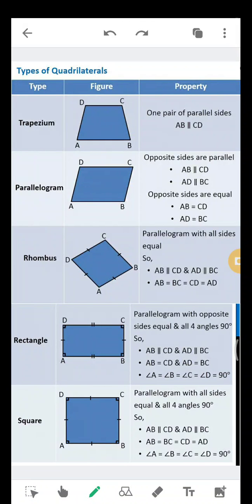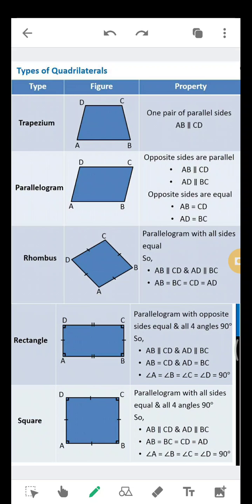In today's session, we are going to continue with quadrilaterals. We are going to see a few important theorems. But before we go for that, you all must recall what you learned in the last sessions.